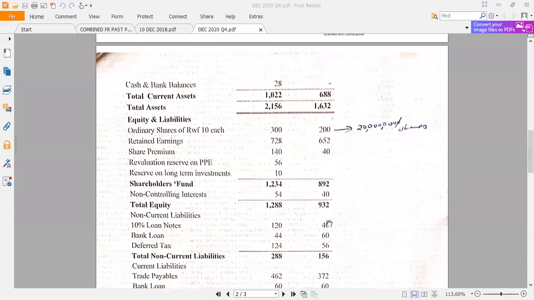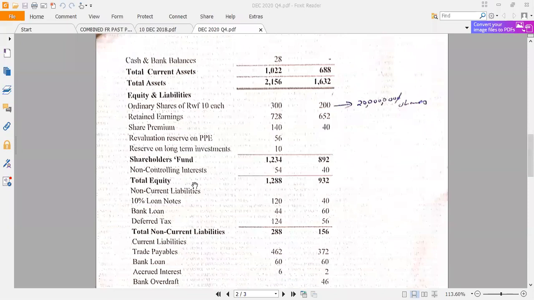Equity and liabilities. Ordinary shares of 10 Rwandese francs each. Ignore what is written in pen. That is the person who gave me the paper had written in exams that way. So retained earnings. Next, share premium, revaluation reserve on PPE. And you have also been given reserve on long-term investments. So note that there are two reserves: a reserve on PPE and a reserve on investments. Non-controlling interest is also provided. It has also changed between the 2 years.